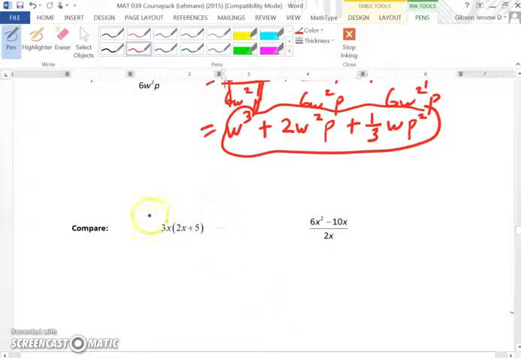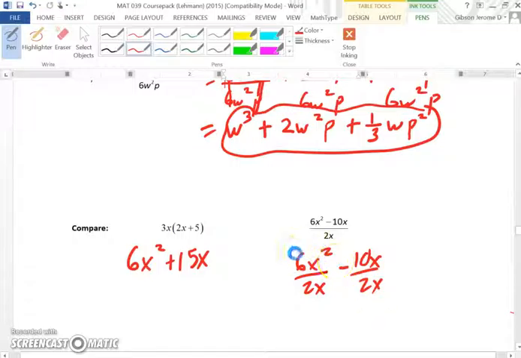So, let's take a look here. It says compare. We have 3x times this parenthesis here, which will give us 6x squared, and 3x times 5 will give us 15x. We learned this back in 7.1 through 7.3. So this is 6x squared plus 15x, doing the distributive property. Now, we would add 6x squared divided by 2x minus 10x over 2x. 6 divided by 2 is 3. X squared divided by x is x. Minus 10 divided by 2 is 5. And the x's will simplify out. And we're done.